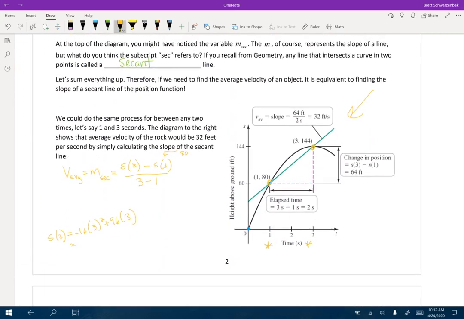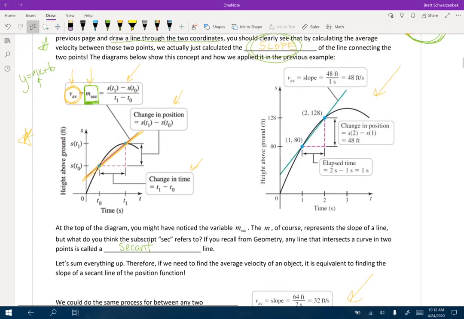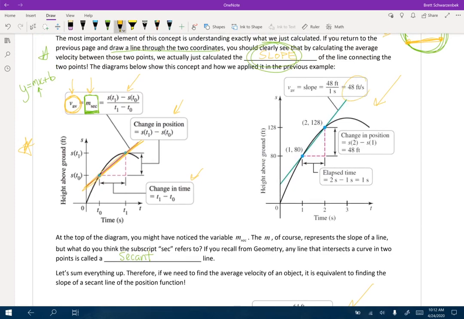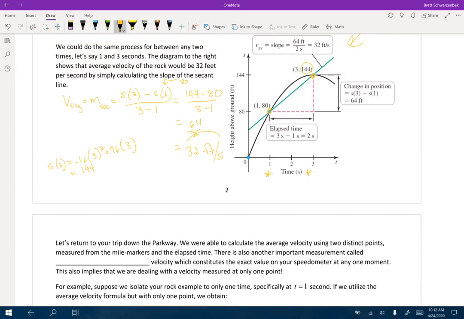So what do we get when we do that? Well, we kind of see over here what we get, right? We're going to get 144. So what does that mean? We're going to get 144 minus 80 over 3 minus 1, which is 64 over 2, which is 32, remember, in feet per second. Okay, so we started with between 1 and 2 seconds, an average velocity of 48 feet per second. Now we have 32 feet per second.